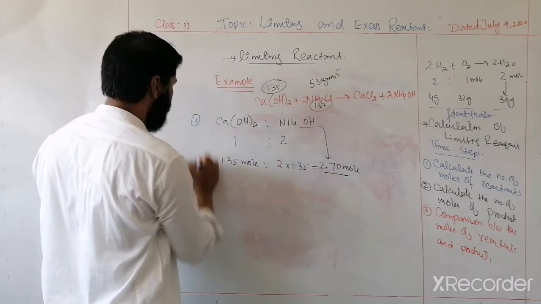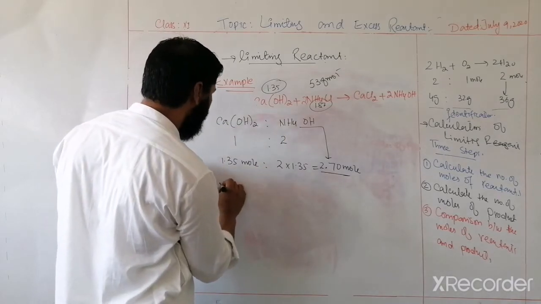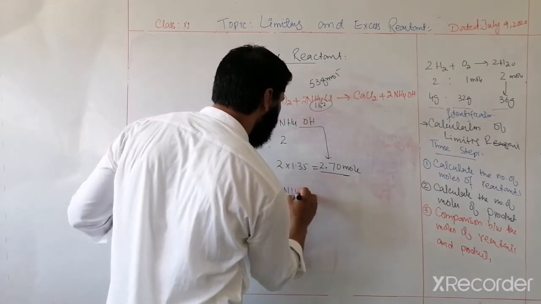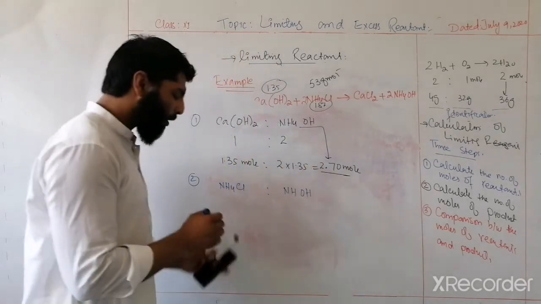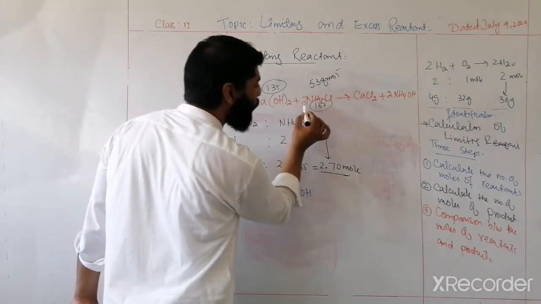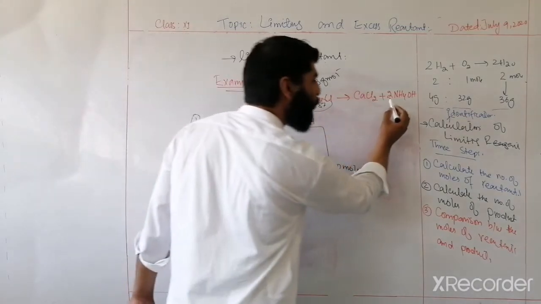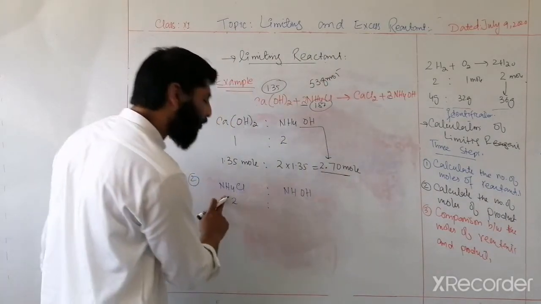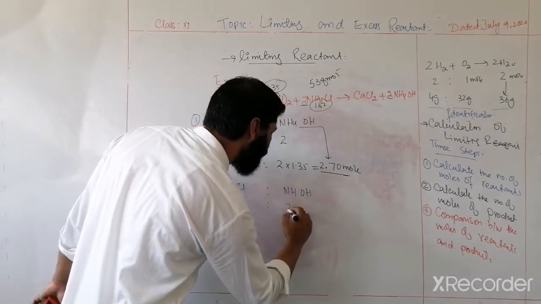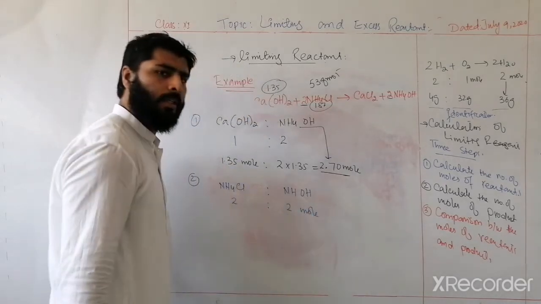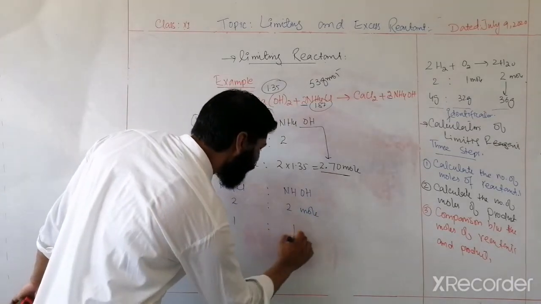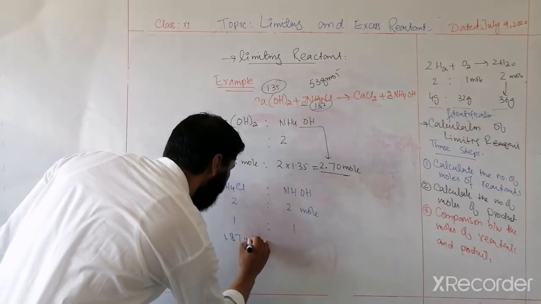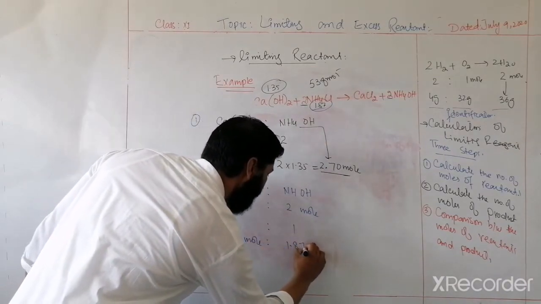Now, compare ammonium chloride with ammonium hydroxide. According to the balanced chemical reaction, there are 2 moles of ammonium chloride and 2 moles of ammonium hydroxide. So according to the equation, from 2 moles of ammonium chloride, there will be the production of 2 moles of ammonium hydroxide. So from 1 mole, it will be 1 mole. And we are given 1.87. So from 1.87 moles, there will be the production of 1.87 moles.